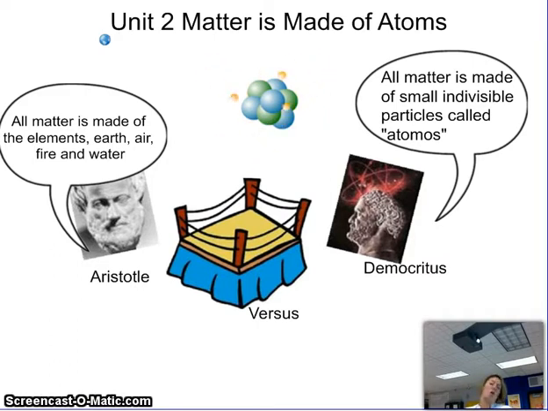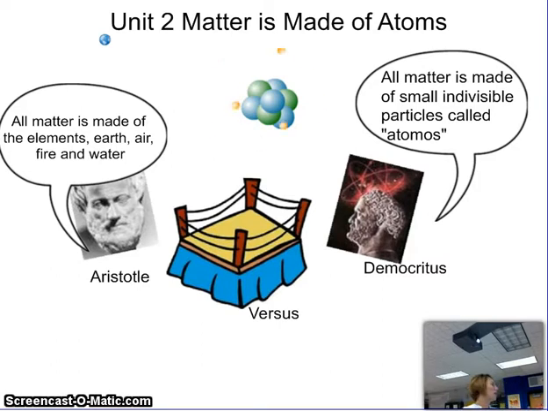So what we know is that all matter is made of atoms, and so the beginning of this section tries to trace our early ideas of what we thought atoms were, and our early ideas about matter. And when I say early, I mean early, because really the early Greeks were the first ones to come up with the idea that all matter is made of atoms.